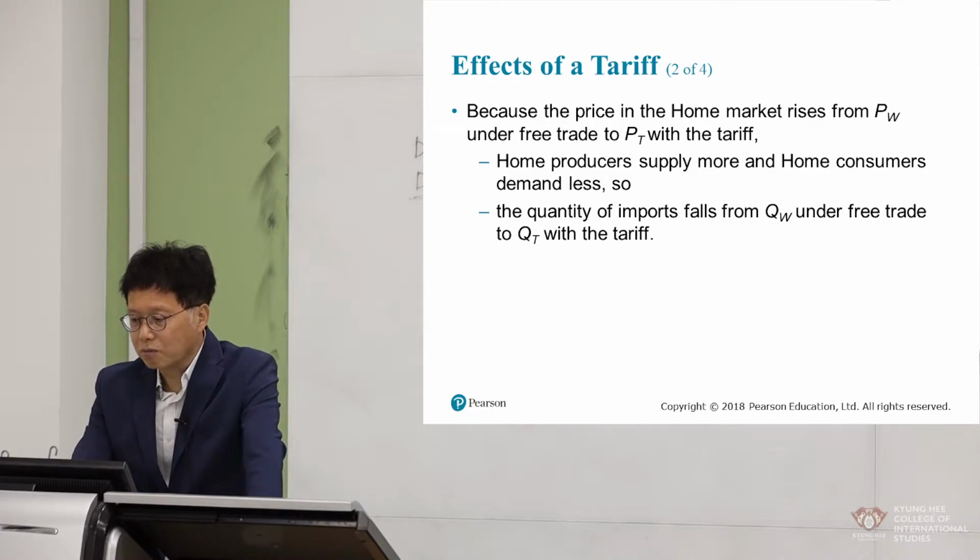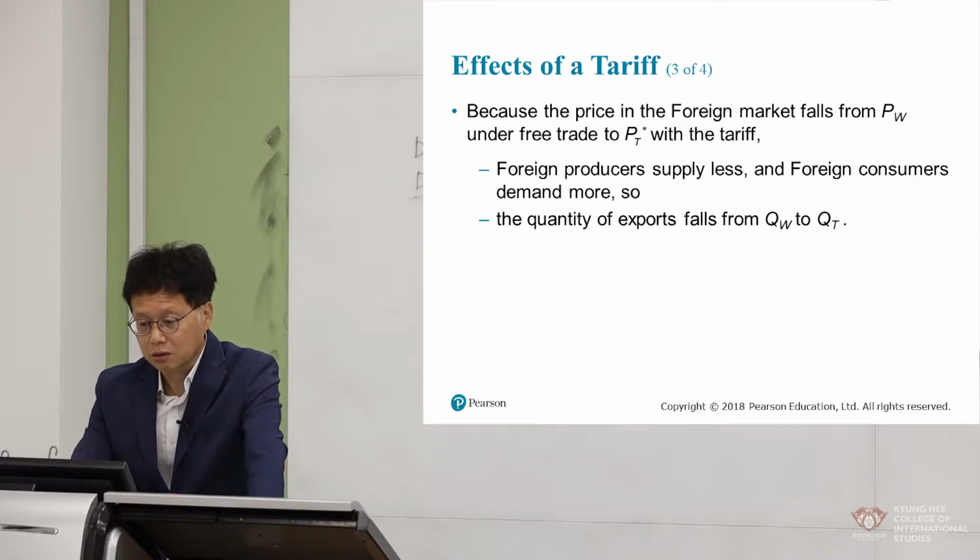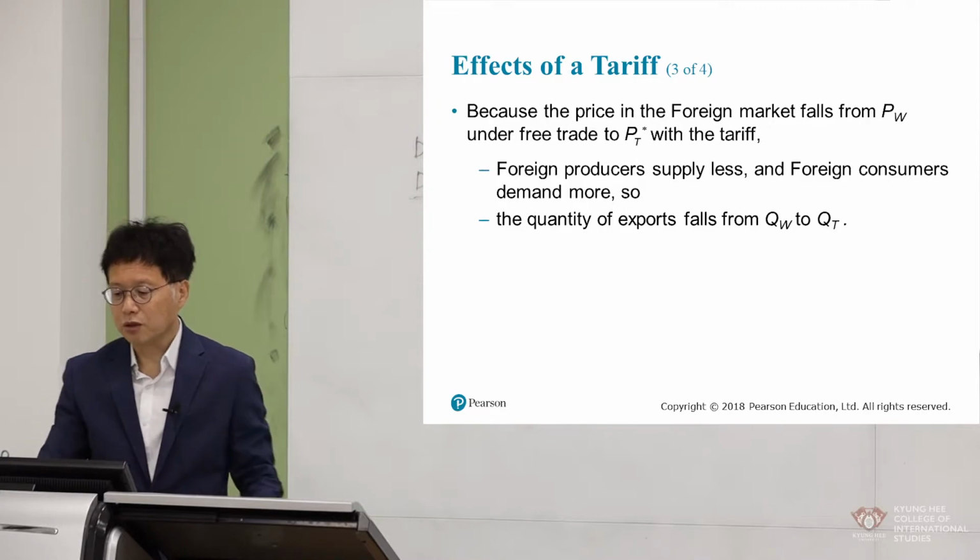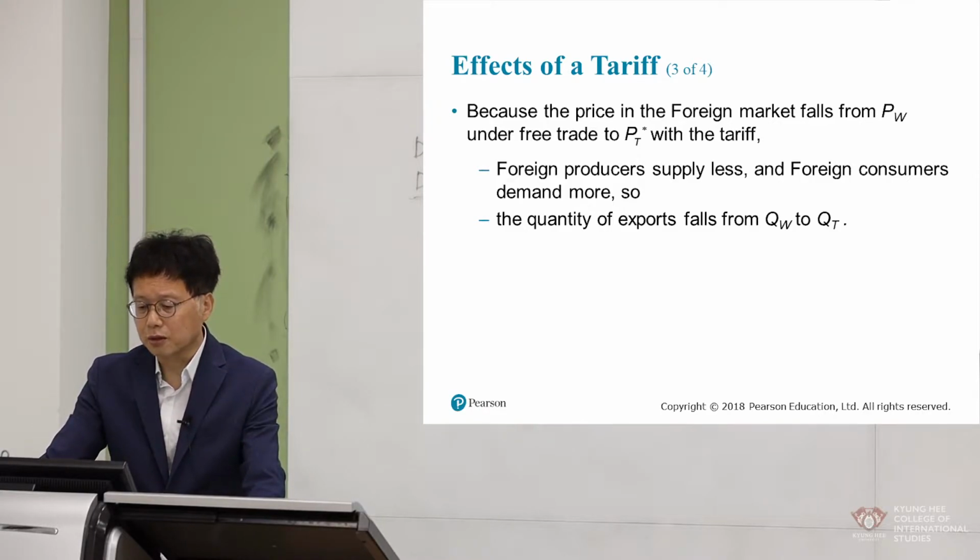Because the price in the home market rises from PW under free trade to PT with a tariff, home producers supply more and home consumers demand less. Thus, the quantity imported falls from QW under free trade to QT with a tariff. Because the price in the foreign market falls from PW under free trade to PT star with a tariff, foreign producers supply less and foreign consumers demand more. So the quantity of export excess falls from QW to QT.